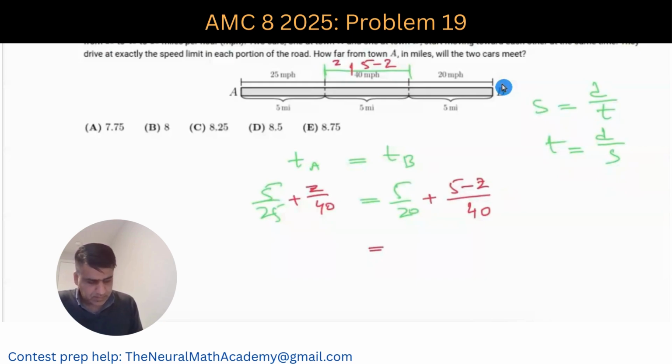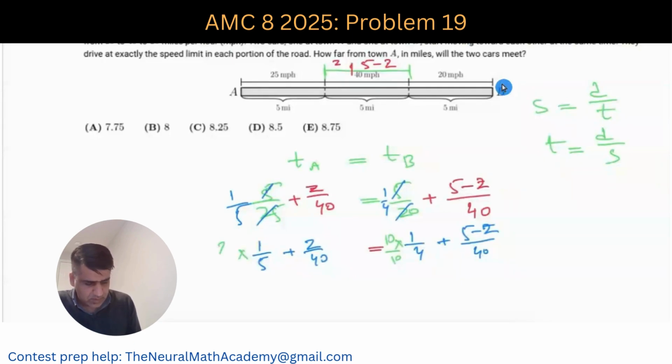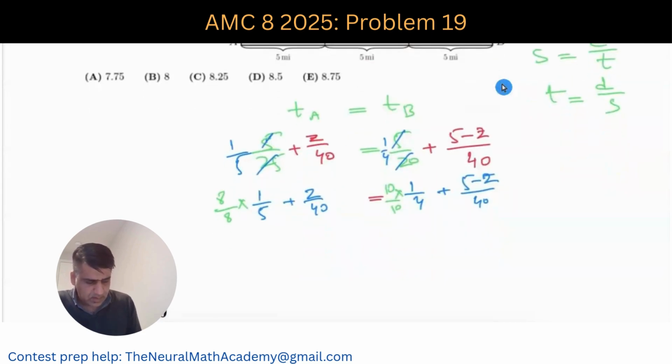For that, we can start simplifying. If I do this, I get 1/5. If I do this, I get 1/4. And now I have 1/5 plus Z/40, and here I have 1/4 plus 5 minus Z/40. Then I can simply multiply this 5 by 8 and this 4 by 10, and here I'll have 8/40 plus Z/40. This one will be 10/40 plus 5 minus Z/40.